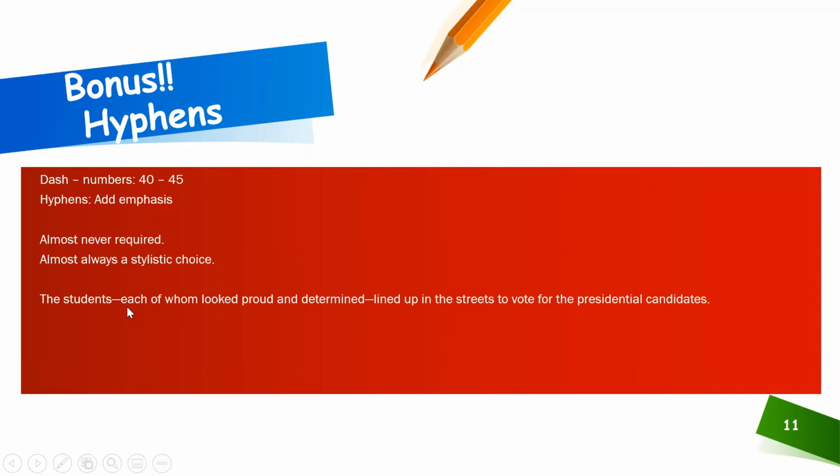I use the hyphens here because I kind of want to have the reader stop. Like, it's almost like a bit of a pullback. Like, I guess you can hear it in my voice. So the students, each of whom looked proud and determined, lined up in the streets, so forth and so on. You could also use commas here because it's an interrupting phrase, and we could pull it out and the sentence would still make sense. So that's why I said that hyphens are usually a stylistic choice. I use them here in place of commas, and it's a harder pause than a comma.